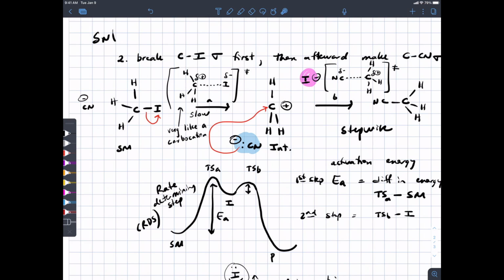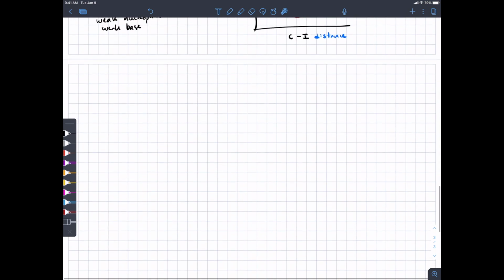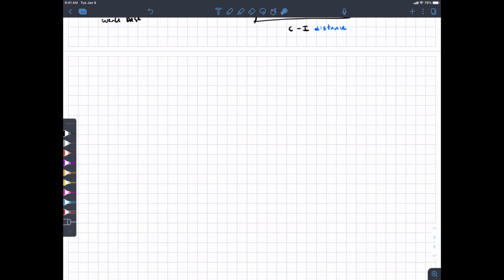All right, so let's talk about intermediate stability. Let's talk about what makes a carbocation stable. And this is the result of tons and tons of research. People have observed carbocations before, and I will summarize what their findings are, and then I will describe for you why they are that way. So in terms of stability, what I'm showing you here is a methyl carbocation.